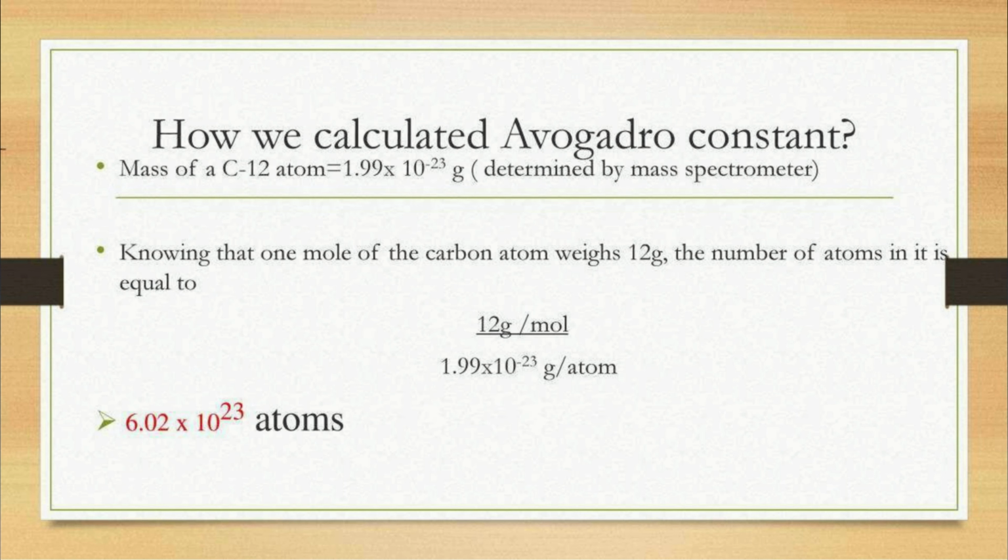So how did we calculate Avogadro's constant? By a mass spectrometer and experimentally, we knew that the mass of a C12 atom is 1.99 into 10 to the power minus 23 grams. Now, knowing that 1 mole of carbon atoms weighs 12 gram, the number of atoms in it is equal to 12 gram upon 1.99 into 10 to the power minus 23. So after solving the equation, we find it equal to 6.02 into 10 to the power 23 atoms.